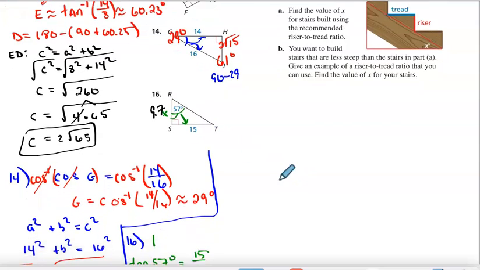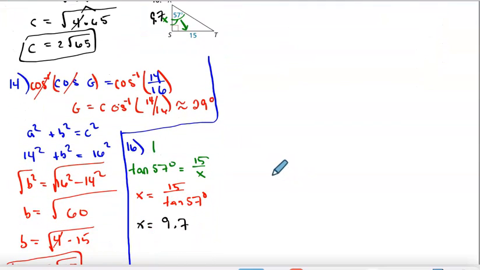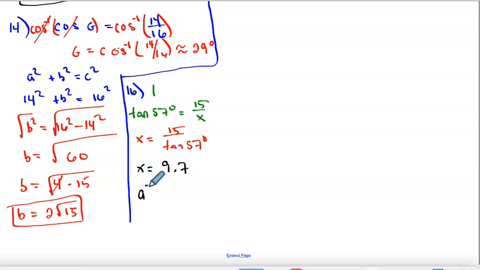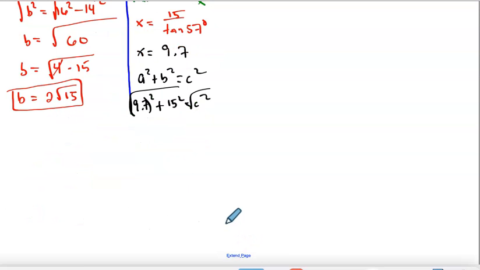And now I could get RT by just doing a squared plus b squared equals c squared. So 9.7 squared plus 15 squared equals c squared. Square root all that. That's 15 squared plus 9.7 squared, and that's not going to be anything nice. That gives me 319.09, and the square root of all that.